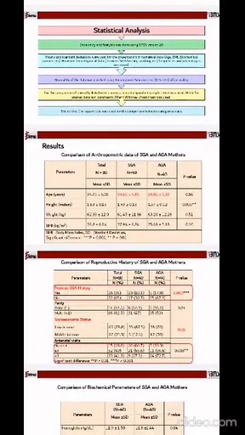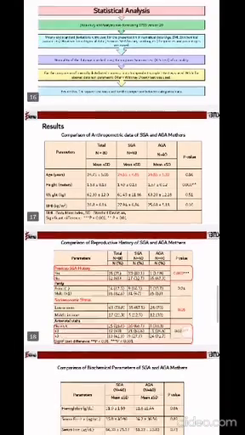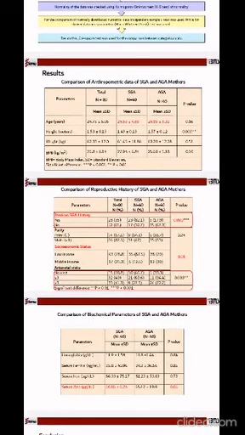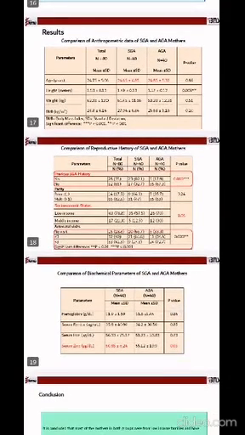Then results. We compared the anthropometric data of the SGA and AGA mothers. Here are the parameters and the data. Then we compared the reproductive history of the SGA and AGA mothers. We found significance in previous SGA history and socioeconomic status. We found that the prevalence of SGA was relatively higher in those patients that were from low-income backgrounds.